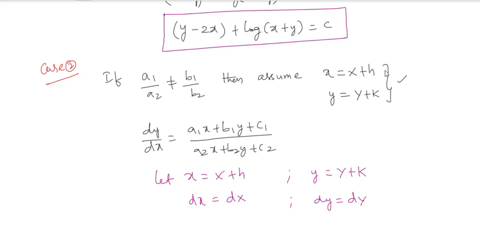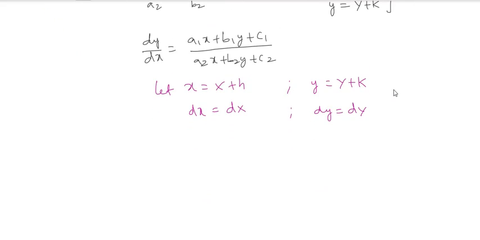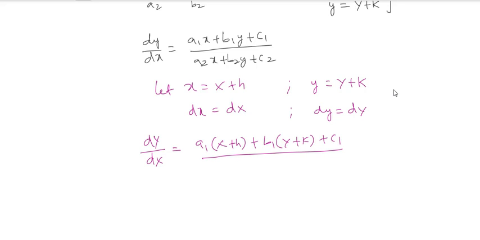So now substitute these things. What will we get? If I substitute all these, dy divided by dx is equivalent to a1 into x, which means X plus h, plus b1 into Y plus k, plus c1, divided by a2 into X plus h plus b2 into Y plus k plus c2. Am I correct or wrong? Yeah, that is how it will be.